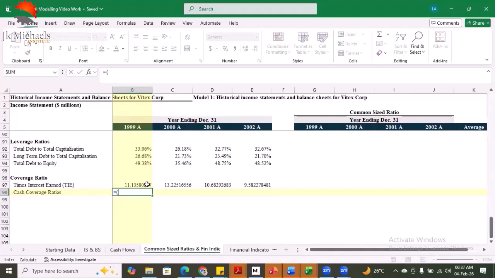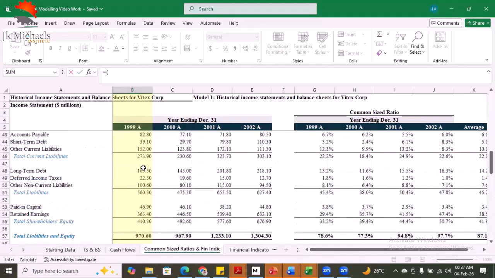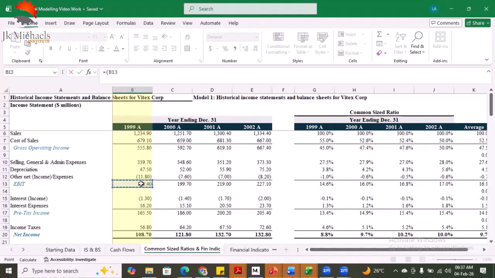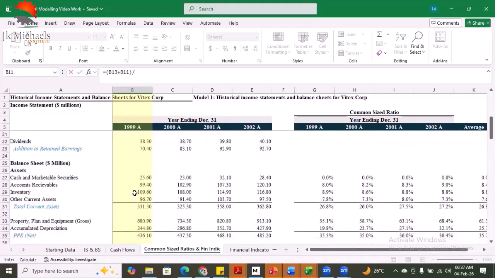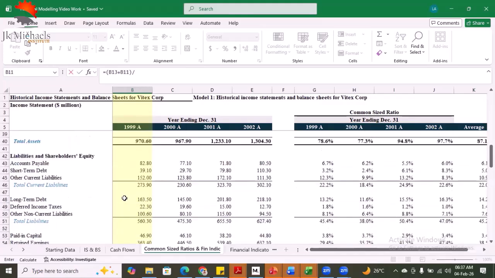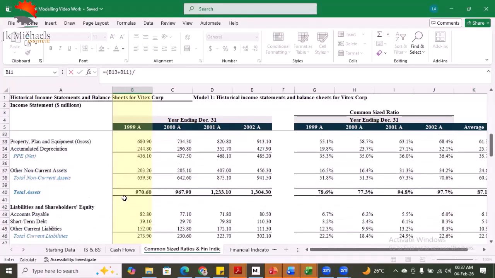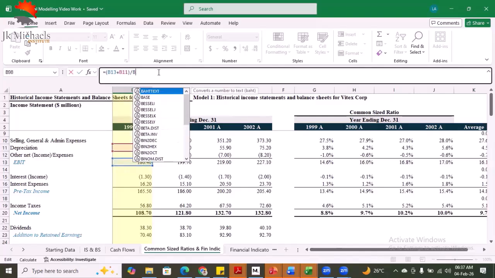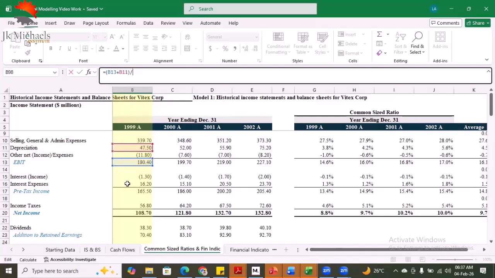So it's going to be EBIT plus depreciation, earnings before interest and taxation, plus depreciation expense, which is 47, divided by our interest expense. This is our interest expense. That's on our income statement. 16 again. Divided by interest expense, which will be this.